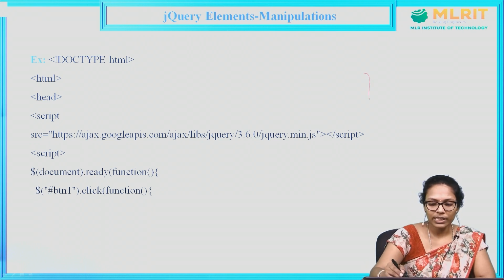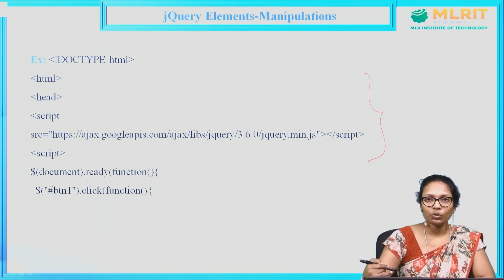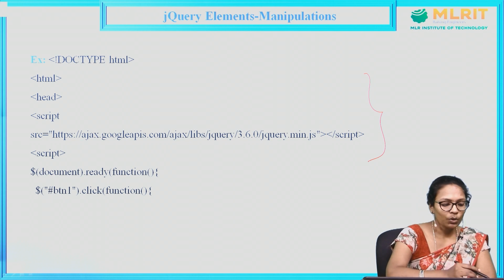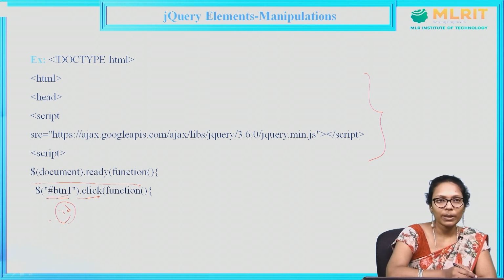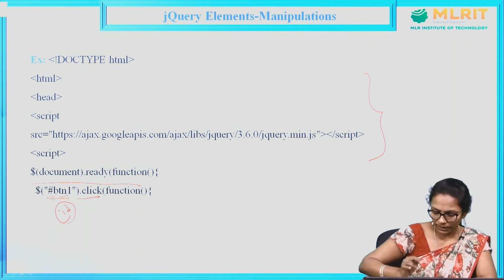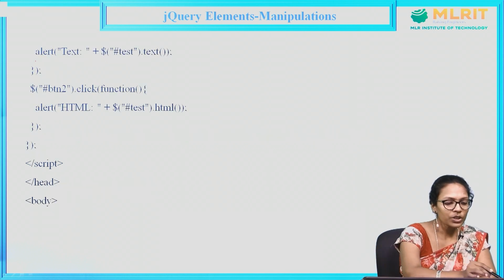This is common for all applications: we include the jQuery library, and I want to execute this code whenever my document is ready. What I'm doing here: I have a button, because I'm giving a hash here. Hash means ID. Whenever you click on the element having the ID btn1, it might be a button, what should happen? I should generate an alert message.